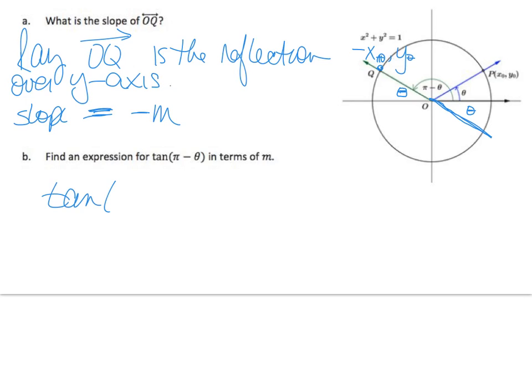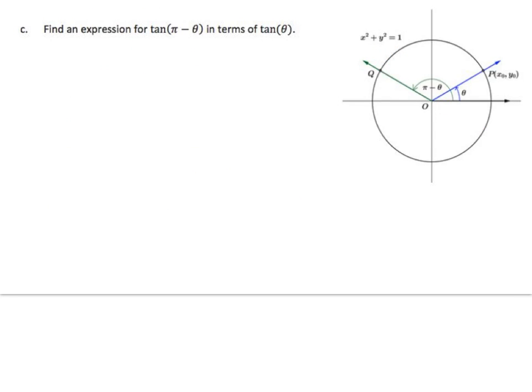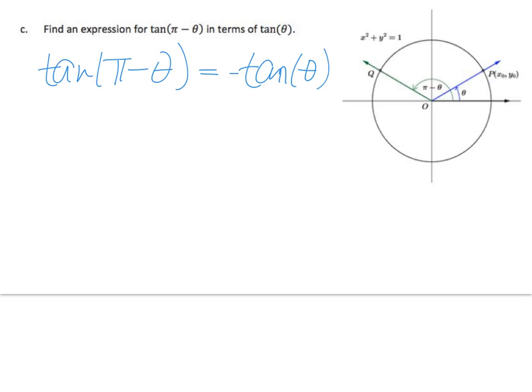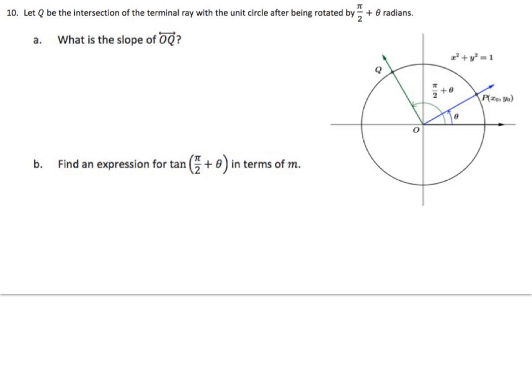Well, just like the last one, pi minus theta equals negative m. And then tan of pi minus theta equals negative tan of theta. Cool. Let Q be the intersection of the terminal ray with the unit circle after being rotated by pi over 2 plus theta radians. We're getting more complicated now, aren't we?